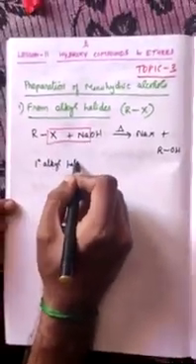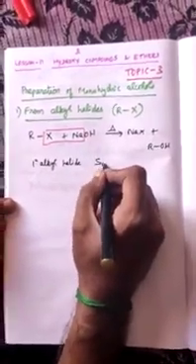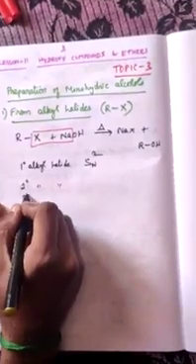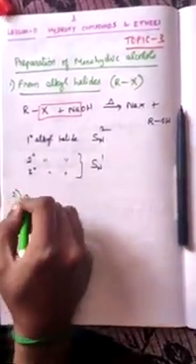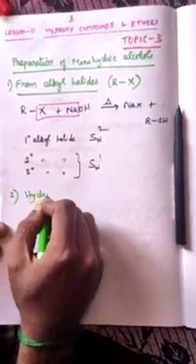If I take primary alkyl halide at the beginning, the reaction follows SN2 mechanism. If I take secondary alkyl halide or tertiary alkyl halide, the reaction follows SN1 mechanism. It's very, very important. Next, the second method is hydroboration.